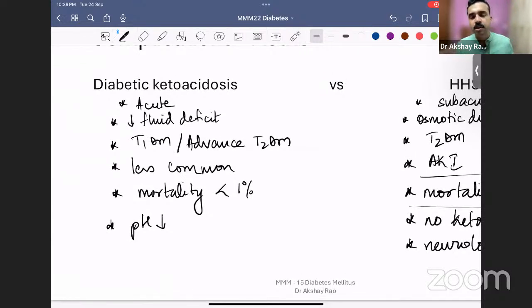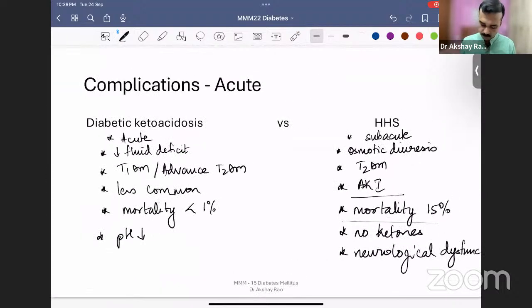DKA, practically speaking, I'll tell you, I've never seen a patient of DKA dying because now insulin is available everywhere. Fluids are available everywhere. So mortality in DKA this day and age should be unacceptable. You should not allow a patient of DKA to die. HHS, it's unfortunate. It's a disease of neglect. By the time the patient presents to us, they may well have crossed that point of no return. You try and correct their fluid deficit and insulin, still they may succumb. Okay, these are acute complications of diabetes mellitus.